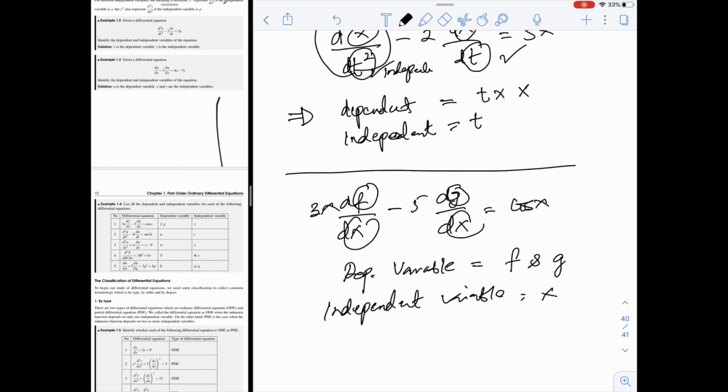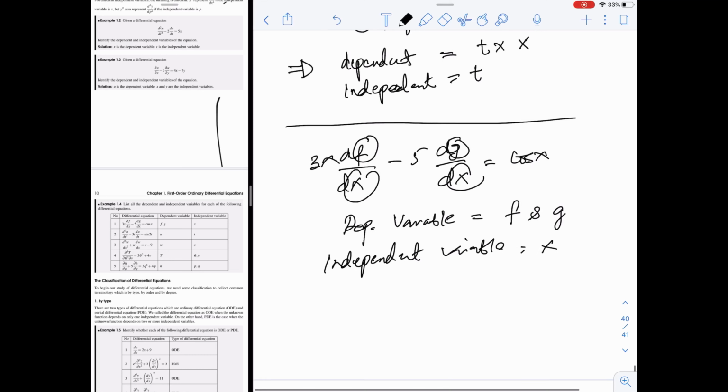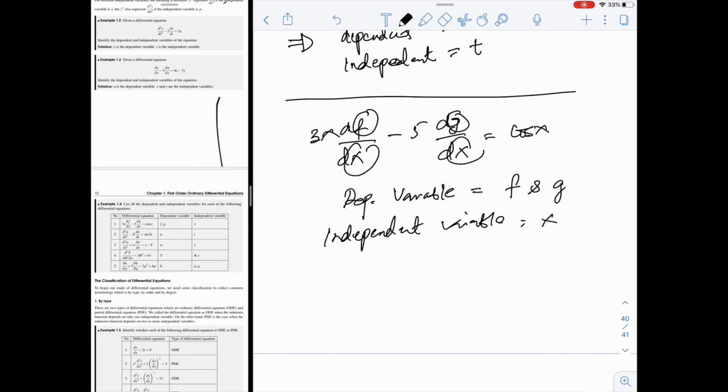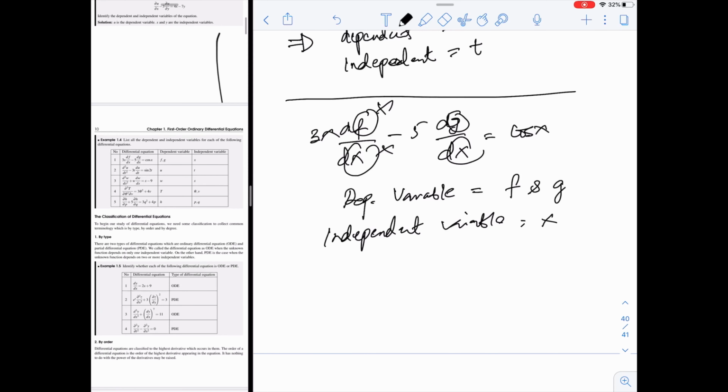Alright. So you may go for example 1.4 and you may answer all the questions easily, because you understand that the dependent must be the above one and the independent the below one. As easy as that.